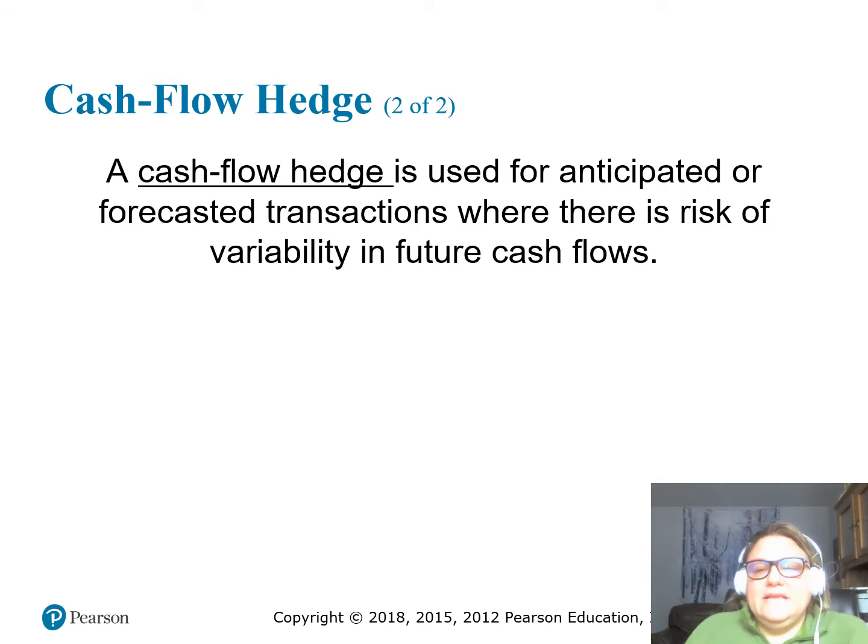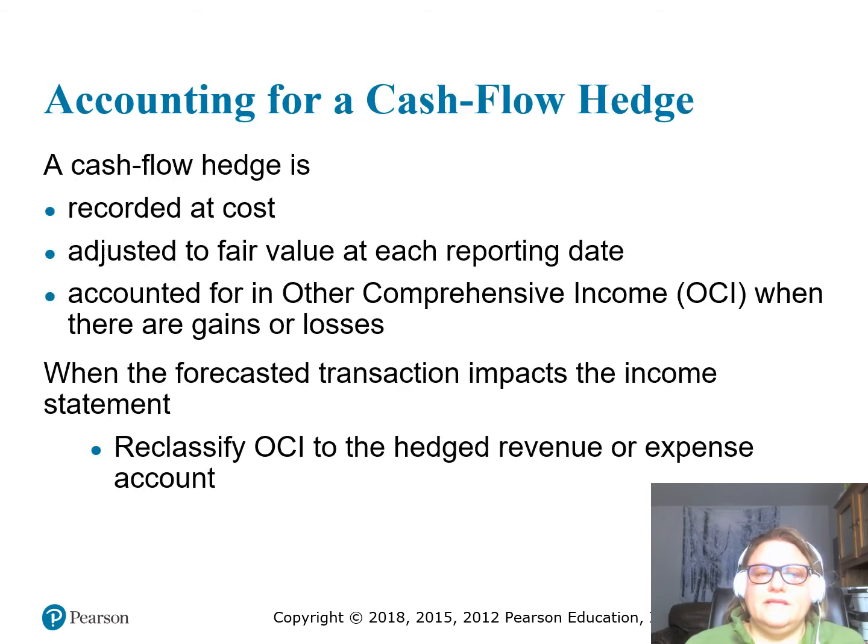So, great example: anything that has to do with foreign currency, there could be risks there. I mean, it could go all over the place. So it's recorded at cost and it's adjusted to fair value on each reporting date. Now, the cash flow hedge fluctuates every single day because cash and its worth fluctuates. But in this particular place, we pick a date and we stick with it.